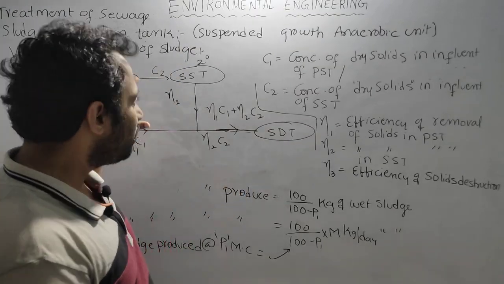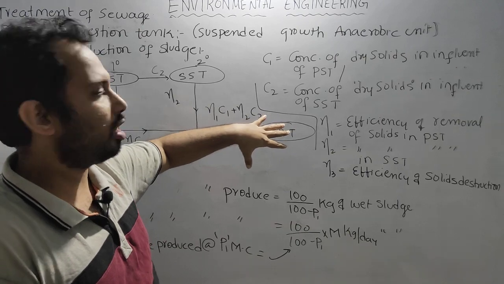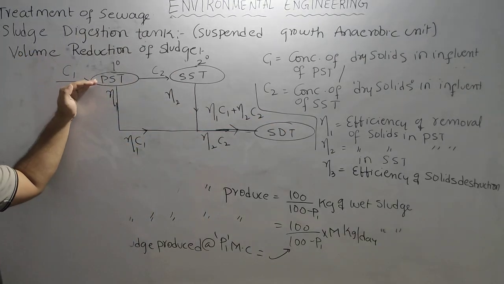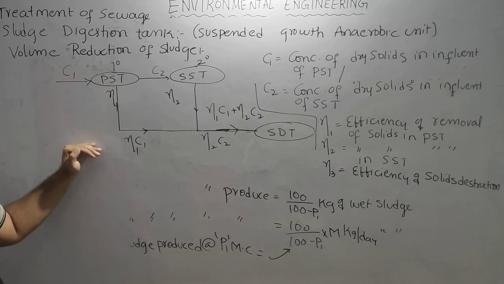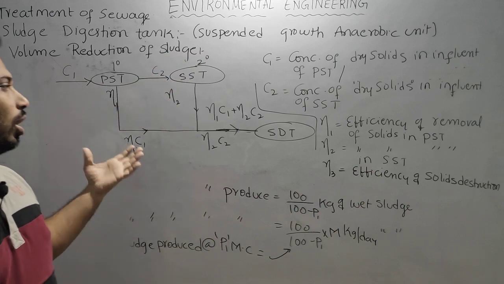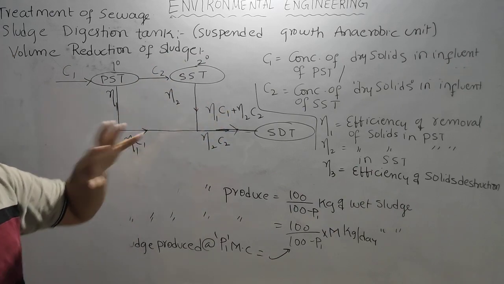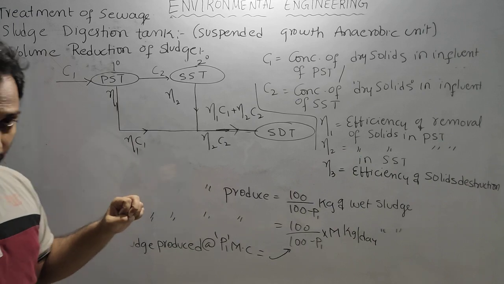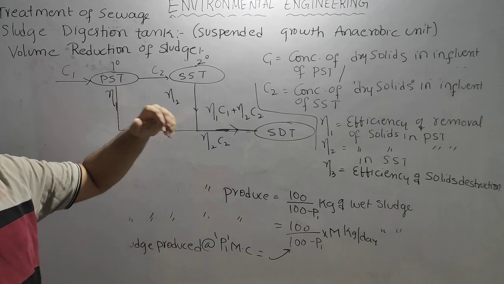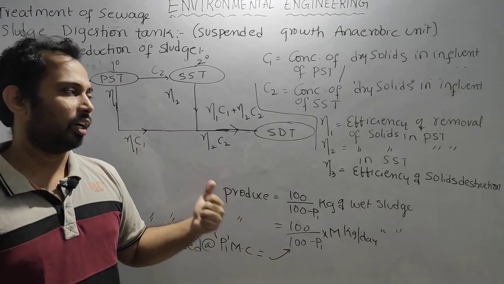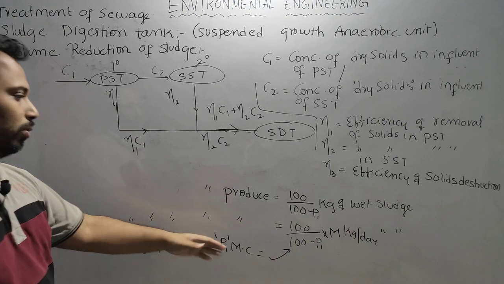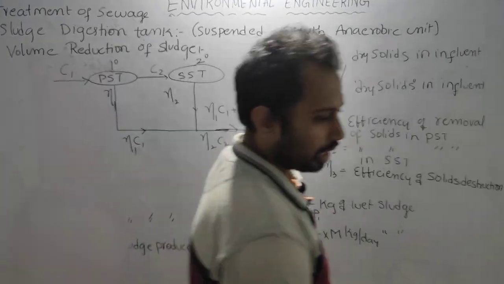Sometimes they won't give you directly how many solids are entering into the sludge digestion tank. They will tell you how many solids are removed in the primary sedimentation tank and in the secondary sedimentation tank, or they will give a combined figure for primary and secondary treatment. From that you need to calculate the total concentration of solids entering the sludge digestion tank. Sometimes they won't directly give you the M value, they will give it indirectly and you need to calculate it.